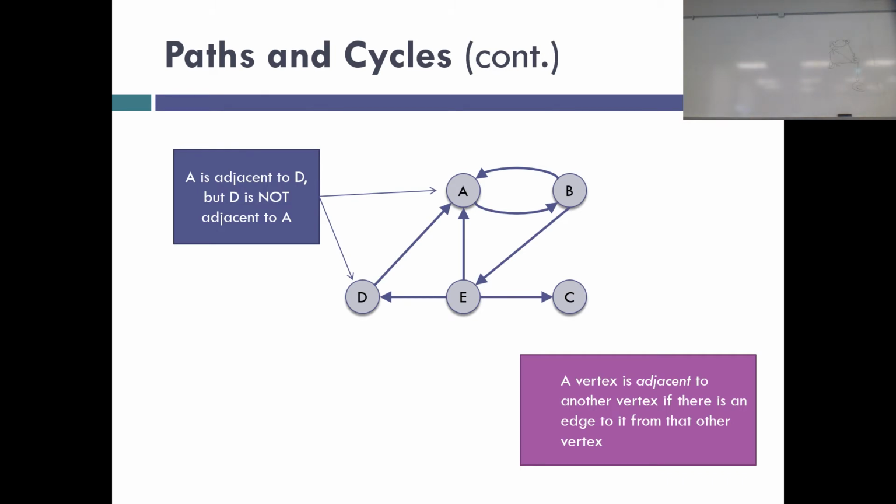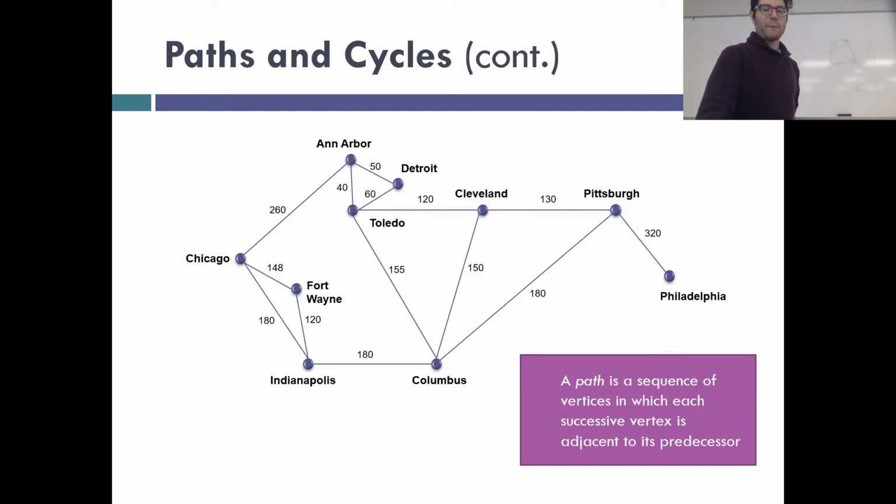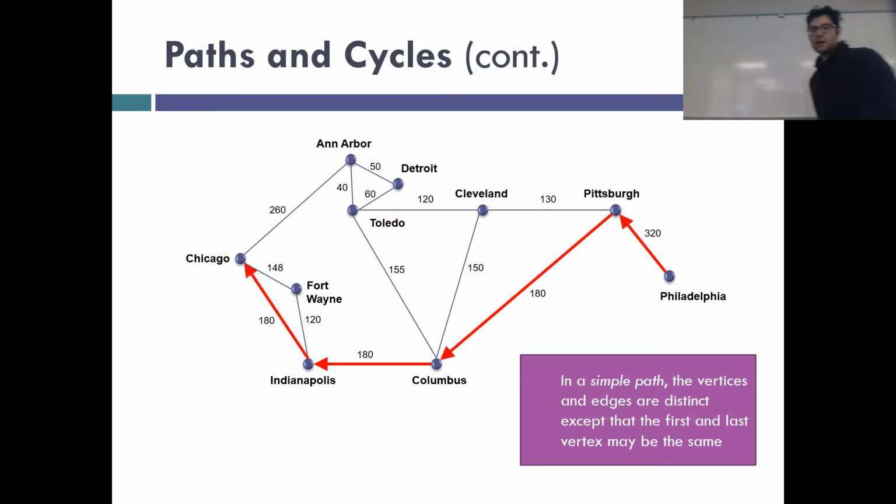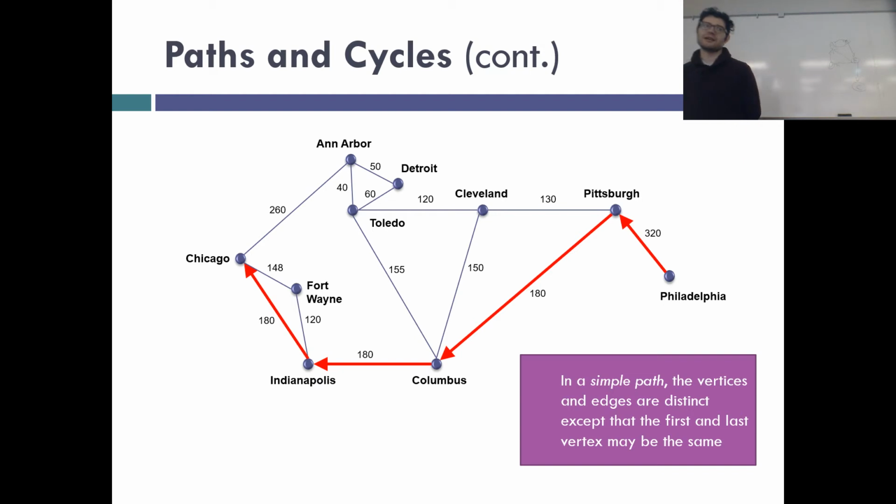That is a definition that I will never test you on, by the way. But you're adjacent if there's an edge to it from another vertex. So a path is a sequence of adjacent vertices. Like here's a path from Philadelphia to Chicago. I actually drove that not too long ago. It's a long drive. In a simple path, the vertices and edges are all different except for the starting and end point. They can be the same, right?